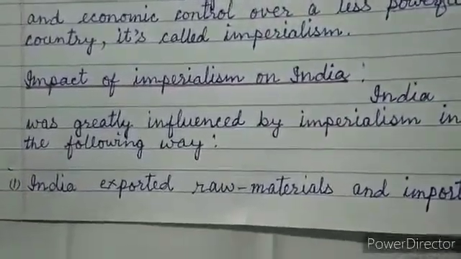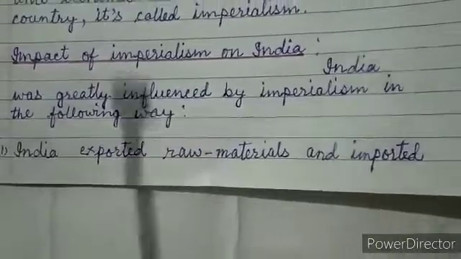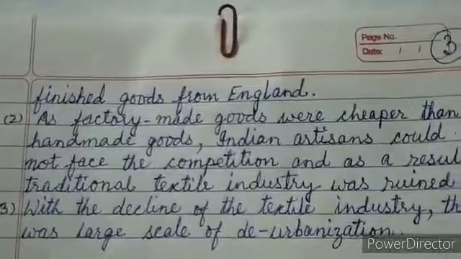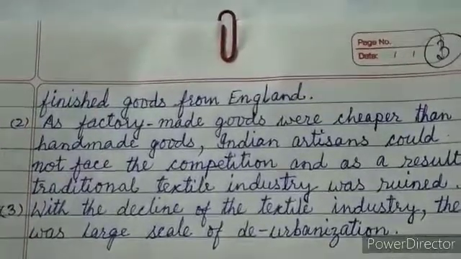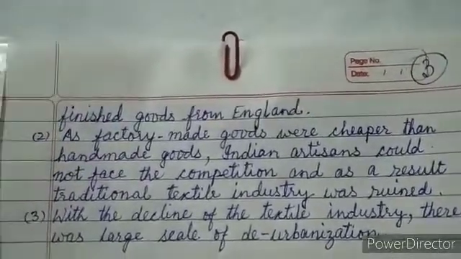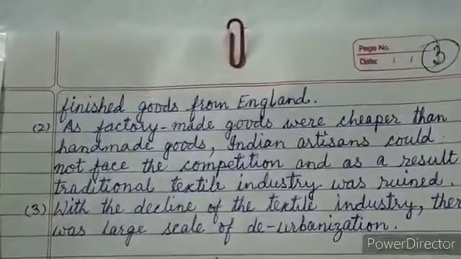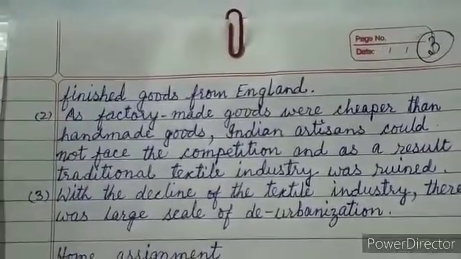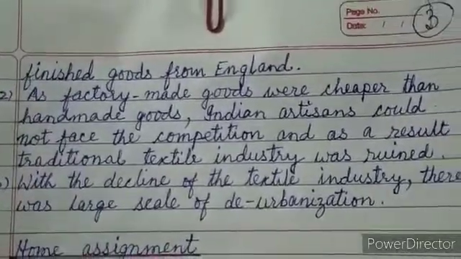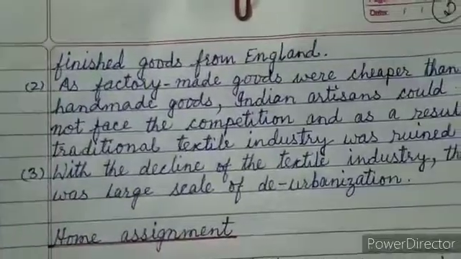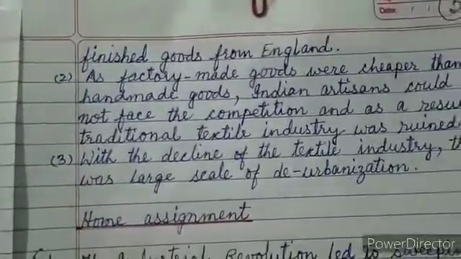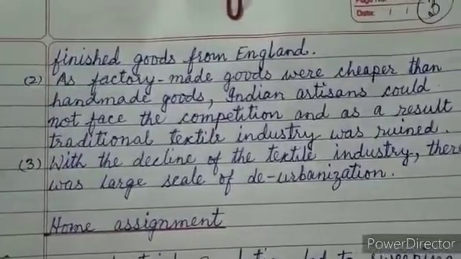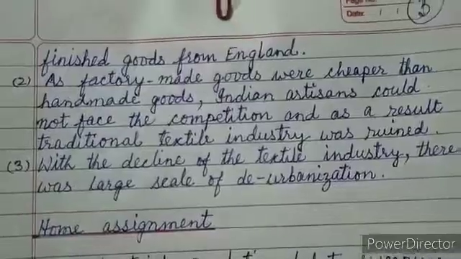Firstly, India exported raw materials and imported finished goods from England. Second, as factory-made goods were cheaper than handmade goods, Indian artisans could not face the competition, and as a result, the traditional textile industry was ruined. Third, with the decline of the textile industry, there was large-scale deurbanization. Deurbanization means people leaving the cities and towns where they were living and going elsewhere to find jobs.